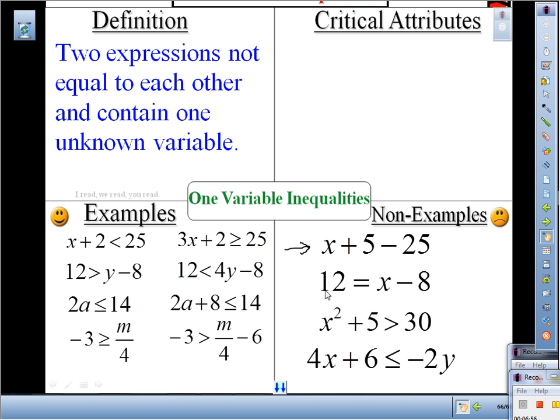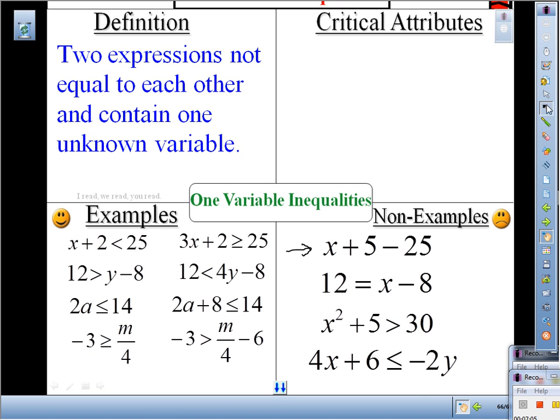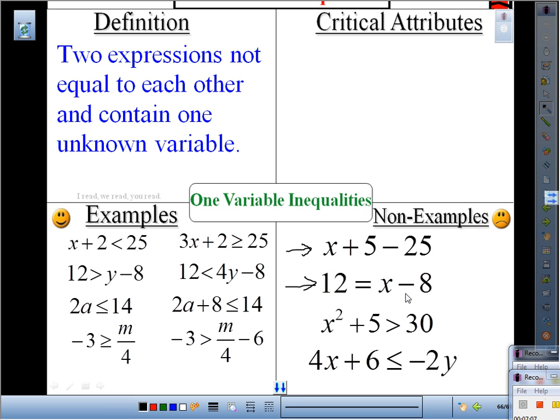Pass it to someone. Josh, why is this one not a one variable inequality? So what is this called? One variable equation. All right, pass someone. Has an exponent. And when we get to these, once again, I said we first solve for y, and then it becomes a two variable equation. Pass someone. Ramon, why is this one not a one variable inequality? So what is this one called? Two variable inequality. We will get there, but for right now, let's go.